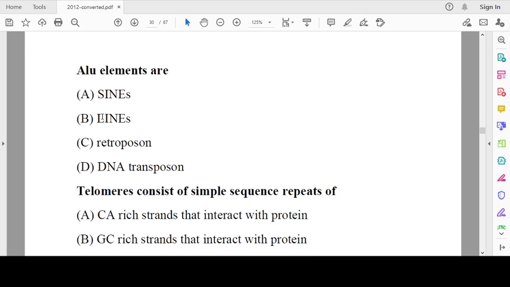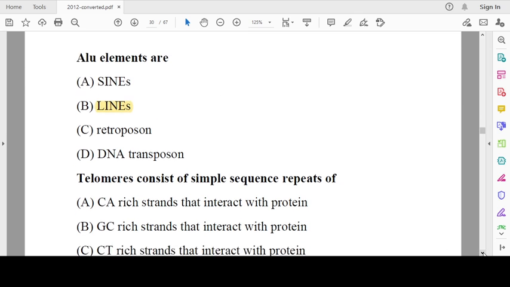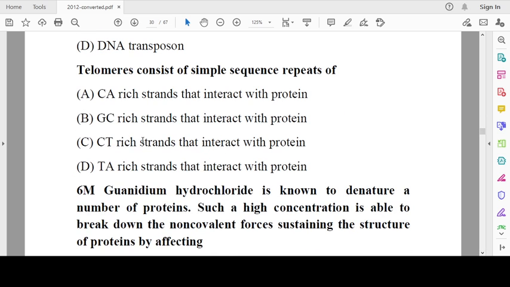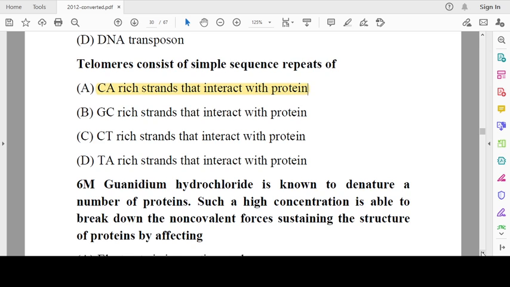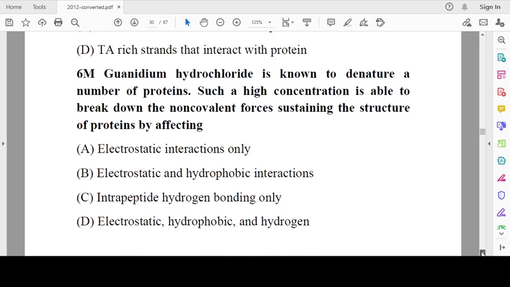Alu elements are an example of LINEs, long interspersed nuclear elements. Telomeres consist of simple repeats of a CA-rich strand that will interact with the protein. So telomeres have the CA bond.